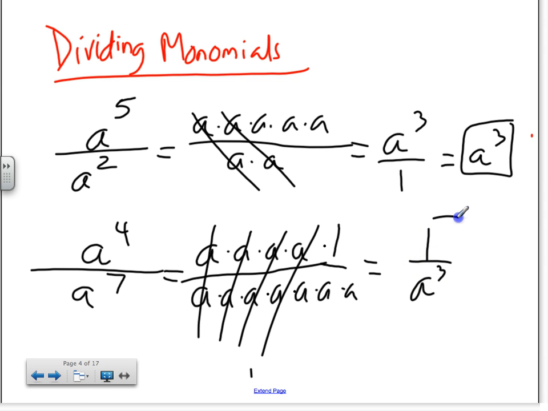Okay. Look at the 2 answers that I have here. What's happening? What's dictating where your power is going to be in this case? Notice how the a cubed here is on top. Look at it here. It's on the bottom. And my question is, when do you know it's going to be on top? When do you know it's going to be on the bottom? Yes? When the exponent is bigger.